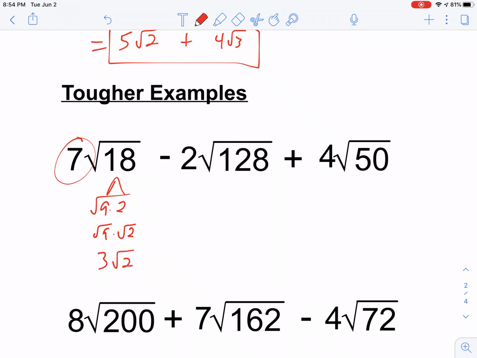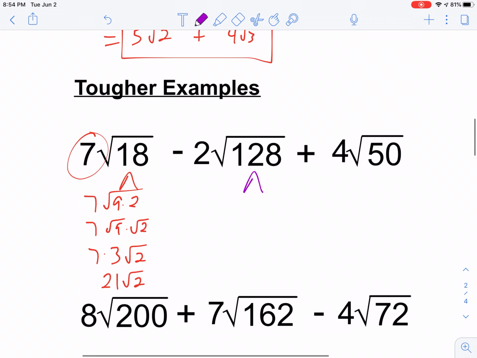And look, we have this 7 out in front. So 7 gets multiplied to the 3 that's out in front, and you get 21 square root of 2. Okay? Now that's just the first part of this. Now we have to do the next part, 128.